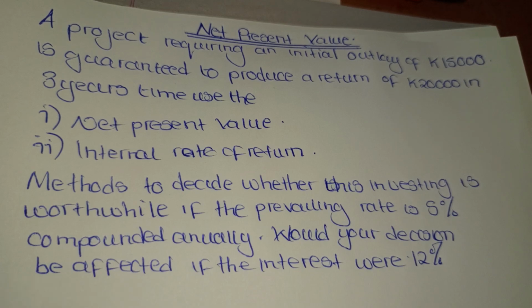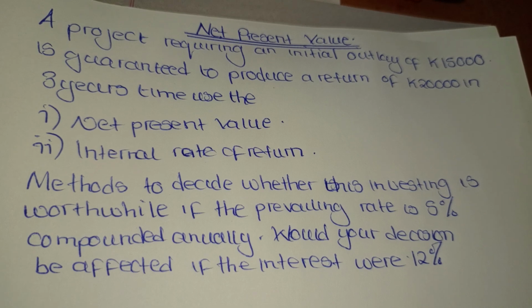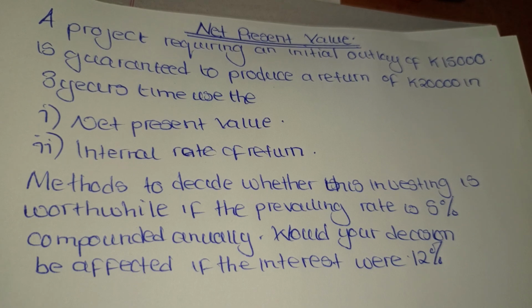Your host, Golden Zulu. So today we have another interesting example under net present value calculation. The question reads: a project requiring an initial outlay of 15,000 is guaranteed to produce a return of 20,000 in 3 years' time. Use the net present value together with the internal rate of return method to decide whether this investment is worthwhile if the prevailing rate is 5% compounded annually. Would your decision be affected if the interest rate were 12%?